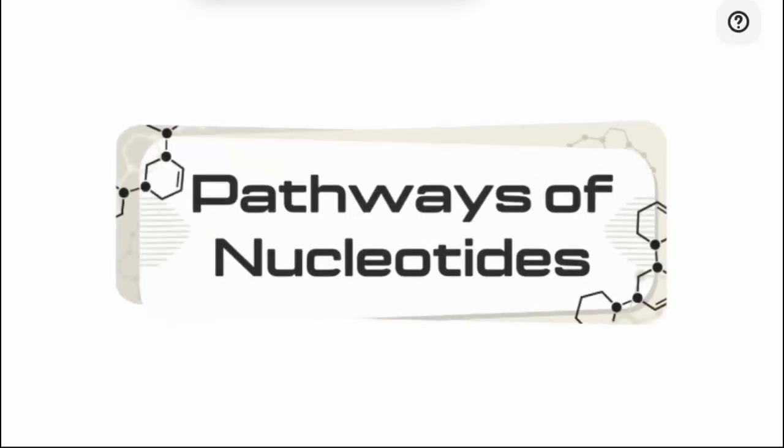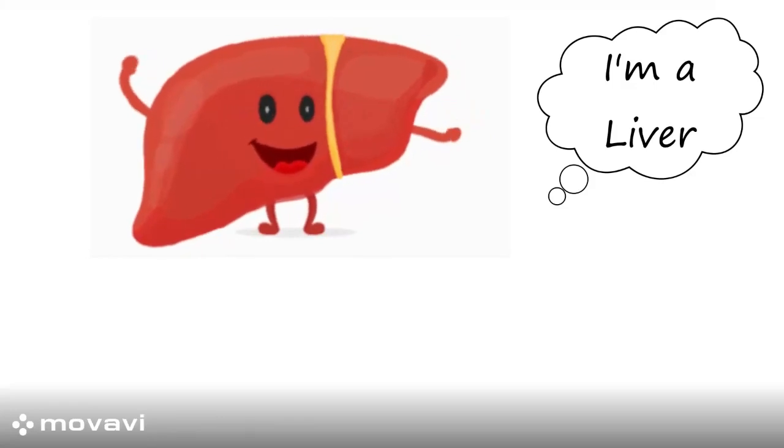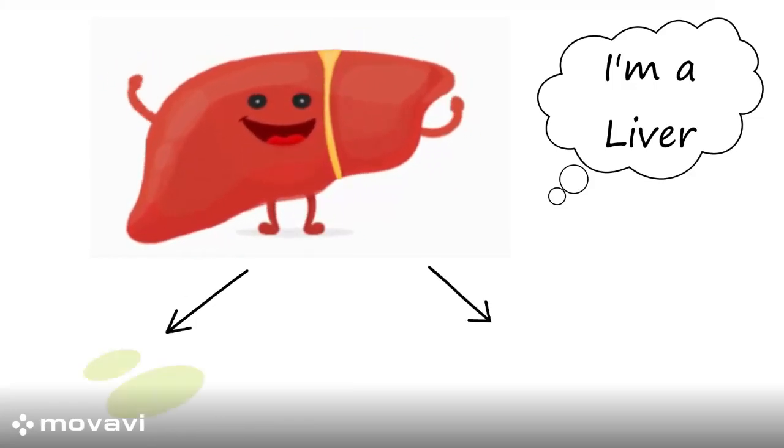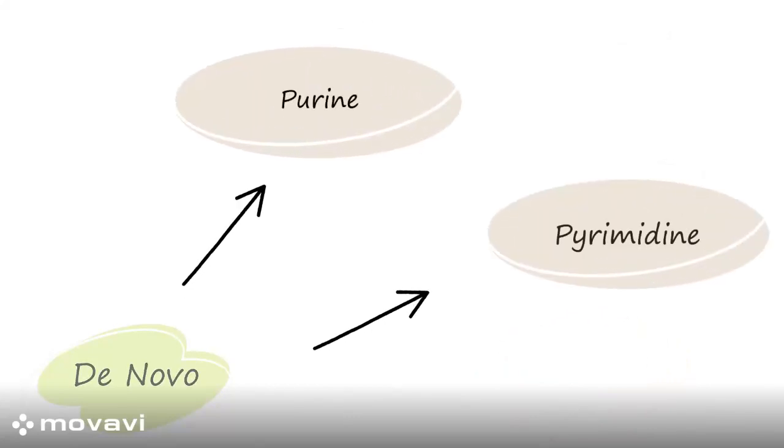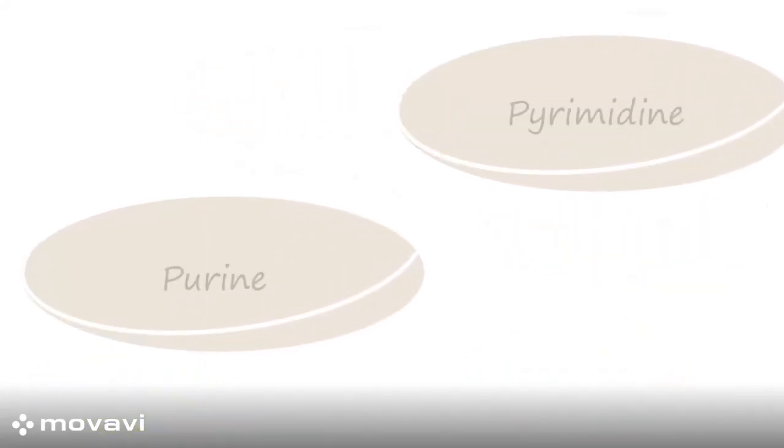Now we're going to discuss the pathway of nucleotides. The synthesis of nucleotides is controlled by the liver, either via de novo or salvage synthesis. First, let's evaluate the de novo pathway. The de novo pathway is split into two: purine and pyrimidine. Nearly all organisms synthesize purines and pyrimidines via the de novo pathway.